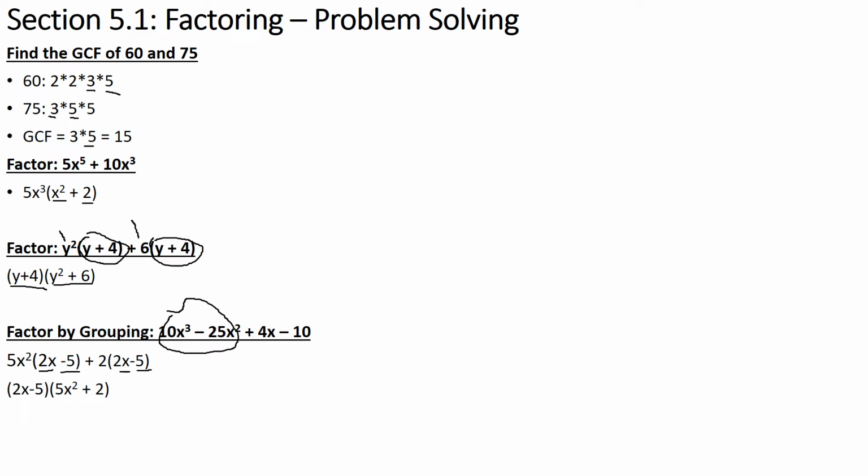And you see we have a 2x minus 5 with both of these here. Right here and right here. And I can factor that out right there. And that leaves a 5x squared plus 2, which is right here.